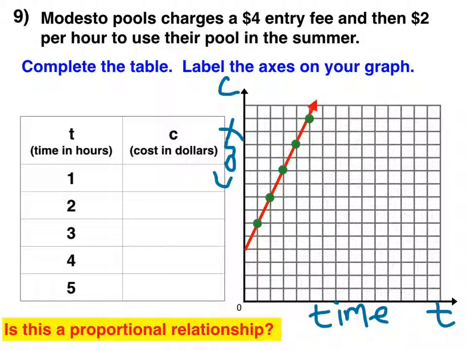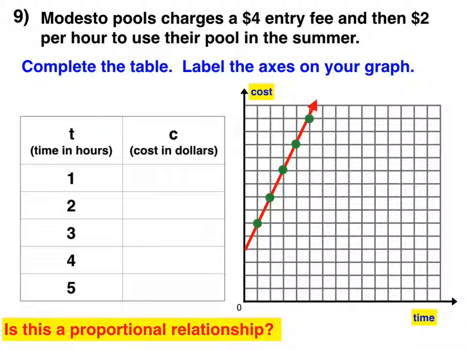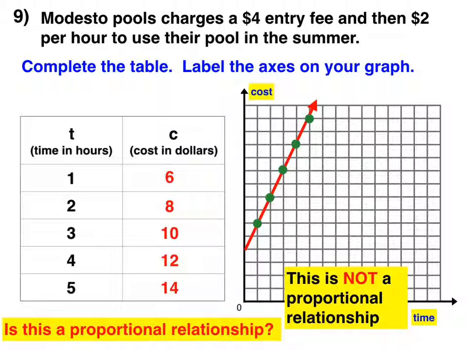So let's fill in this table. 1 comma 6, 2 comma 8, 3 comma 10, 4 comma 12, and then 5, 14. Is this proportional? No. How come? Yeah? Say it again. It doesn't go through the origin because there is that $4 entry fee. You walk into that pool place and they charge you. So that's 0.4 instead of 0.0.